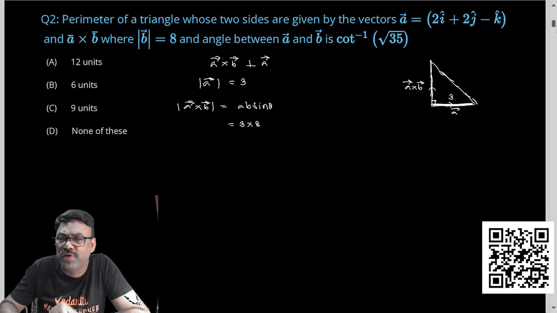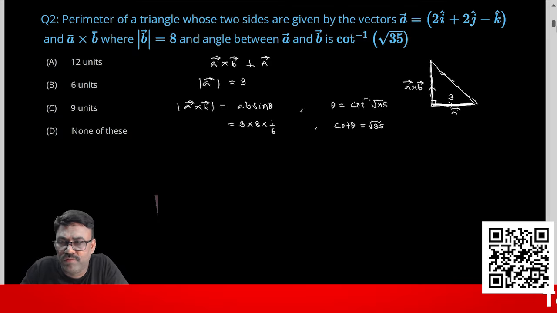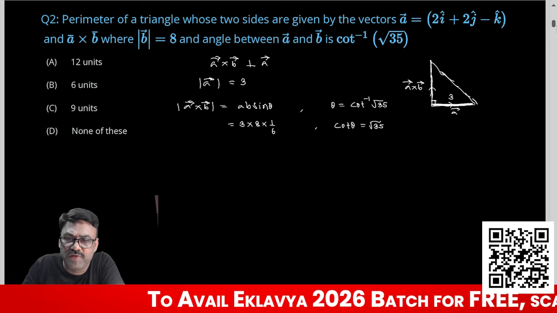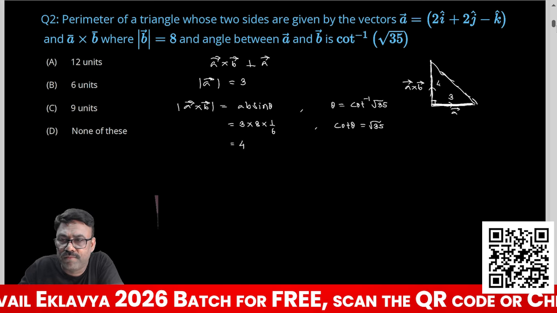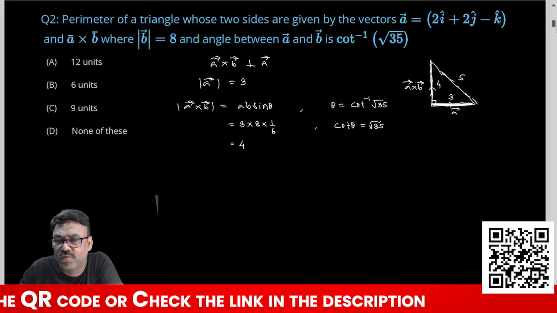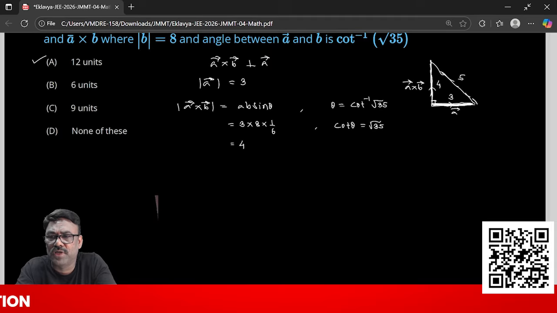And how will you get sine theta? The angle between A and B is given, cot inverse root 35. So this gives you cot theta equal to root 35. Sine theta will be perpendicular over hypotenuse: base is root 35, perpendicular is 1, so hypotenuse will be 6. So sine theta is 1 by 6, and basically it is 4. So this side is 4. I can say that this is a 3, 4, 5 triangle, and the hypotenuse will be 5. So 3 plus 4 plus 5 means the perimeter is 12 here. So 12 is the correct answer, right?